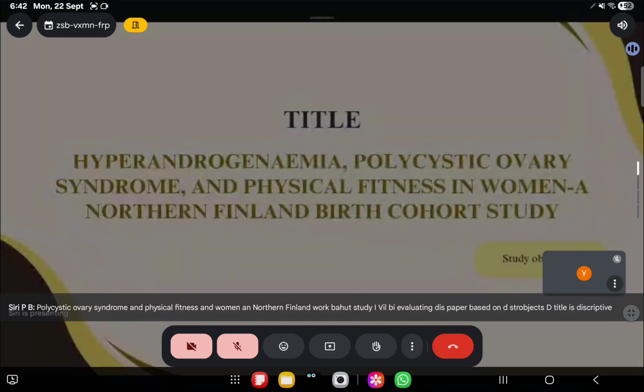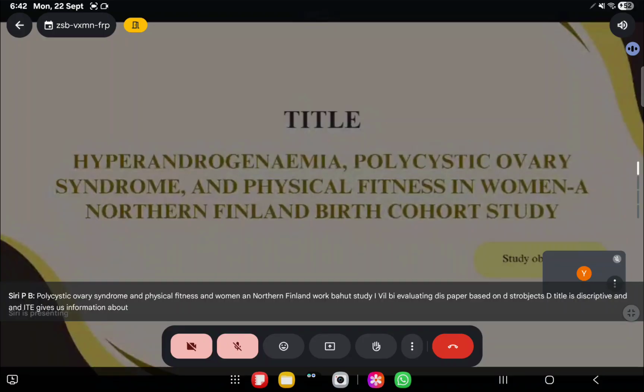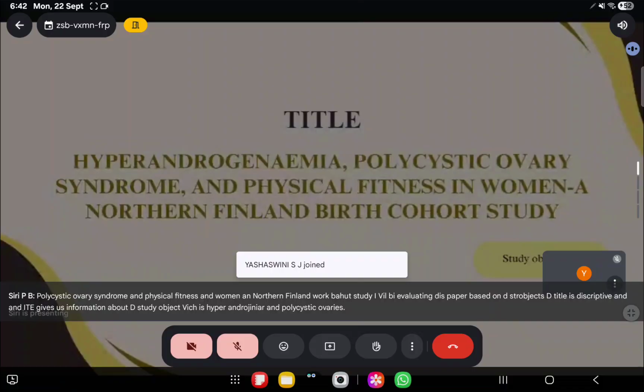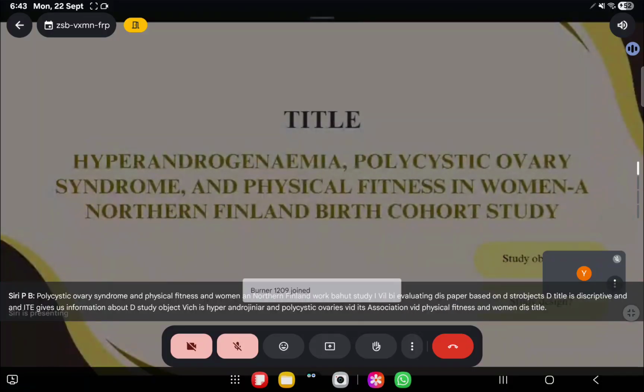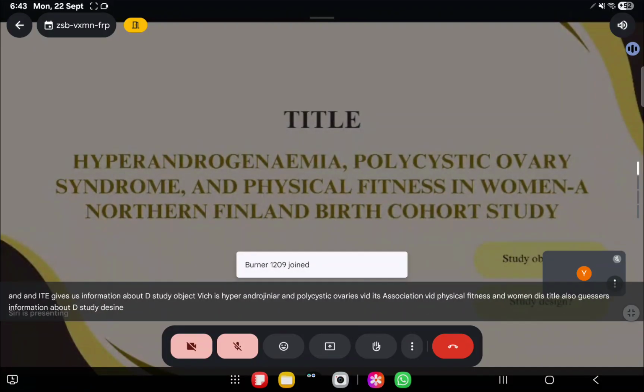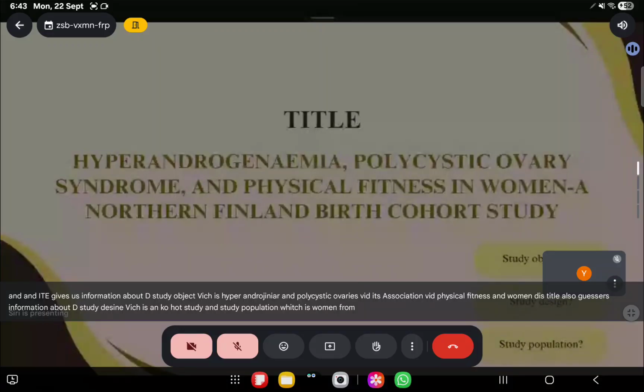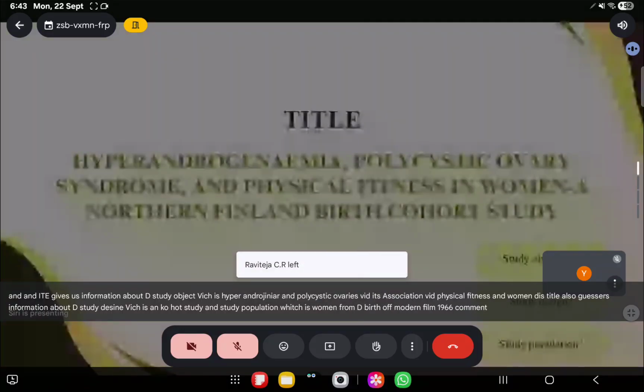The title is descriptive and informative. It gives us information about the study objective, which is hyperandrogenemia and polycystic ovary syndrome, with its association with physical fitness in women. This title also gives us information about the study design, which is a cohort study, and the study population, which is women from the birth cohort of Northern Finland in 1966.